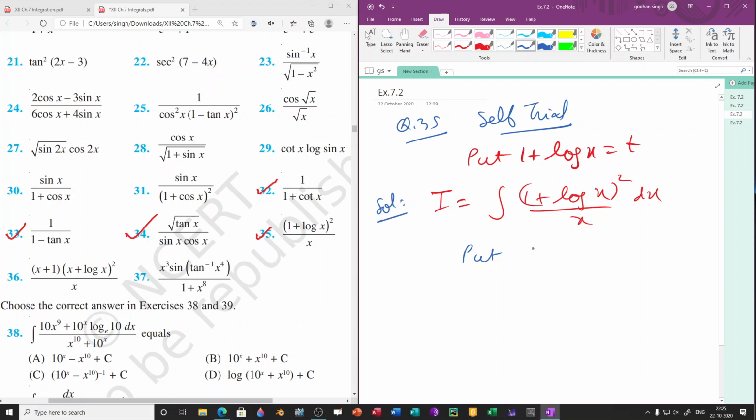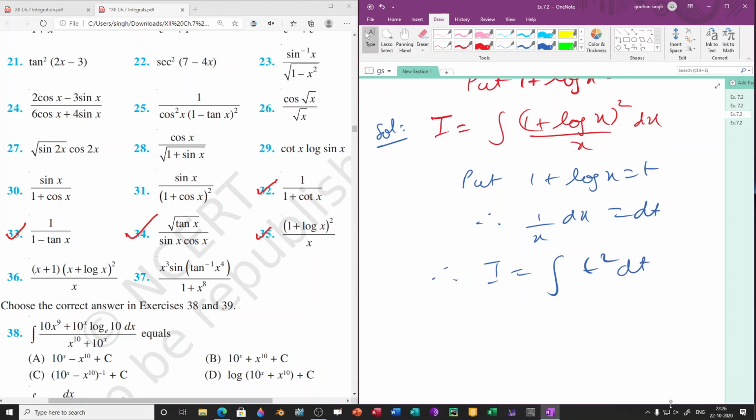Put 1 plus log x equal to t. Therefore, we get 1 by x dx equal to dt. Therefore, I will be equal to integration of 1 plus log x whole square, that is t square, and 1 by x dx is dt, so t square dt, and the integration of t square dt is t cube by 3 plus c. So therefore I equal to t cube by 3 plus c.